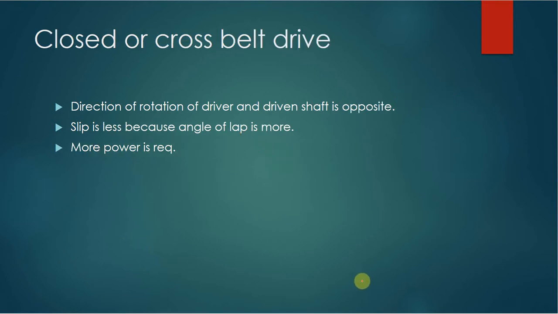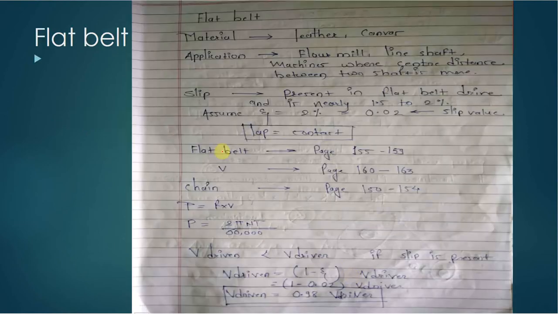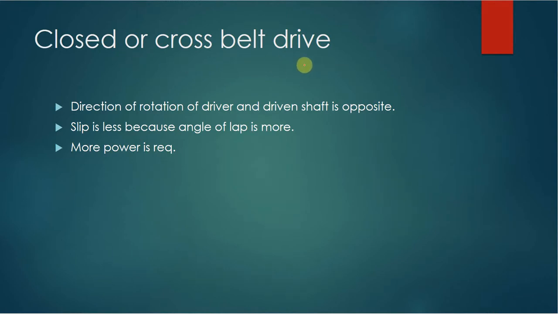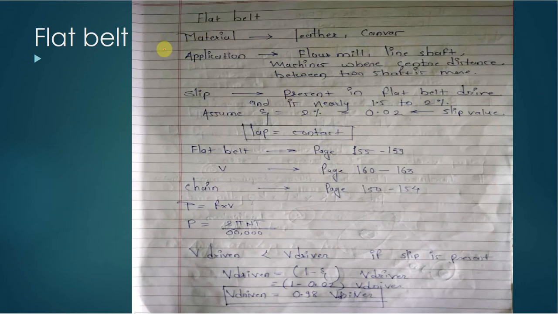Now the closed or cross belt drive: direction of rotation of driver and driven shaft is opposite. Slip is less because angle of lap is more, more power is required. Now some key points of the flat belt. What is the material? We use leather and canvas. Now applications are flour mill, line shaft and machines where center distance between two shafts is more.